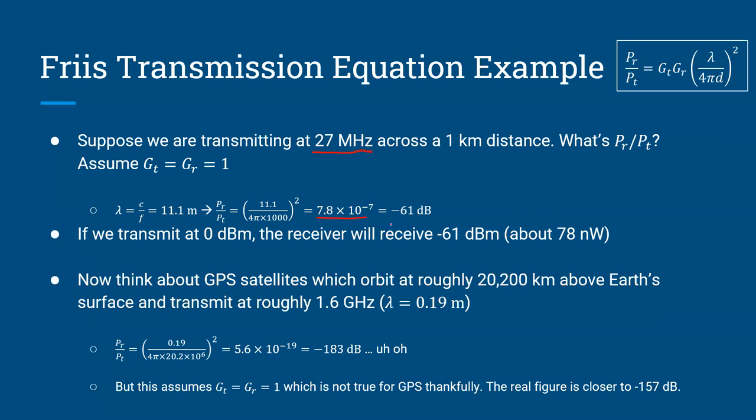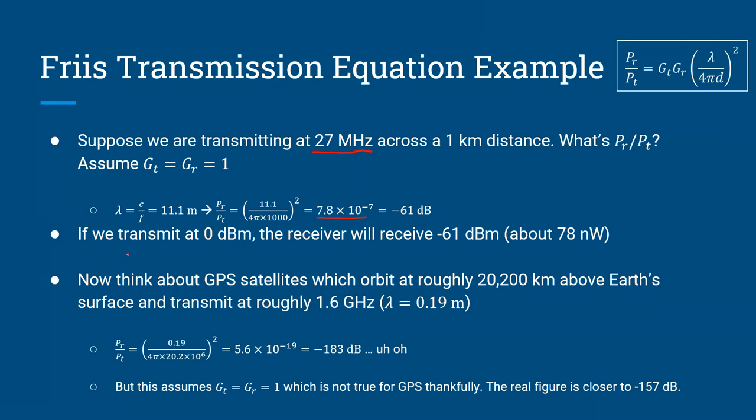And that's a lot, right? So if you're transmitting, say, 1 milliwatt, you have to subtract 61 dB from that, and you get minus 61 dBm, and that's 78 nanowatts. So you basically lost 6 orders of magnitude of power when you're transmitting across a 1 kilometer distance at 27 megahertz. So that kind of sucks.